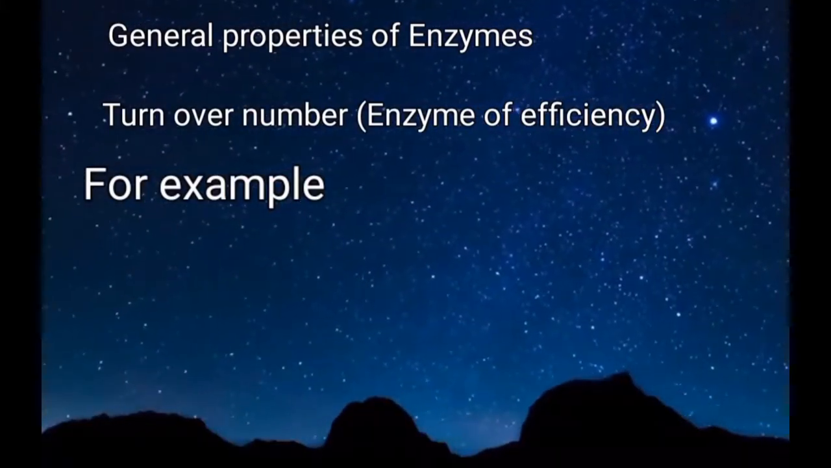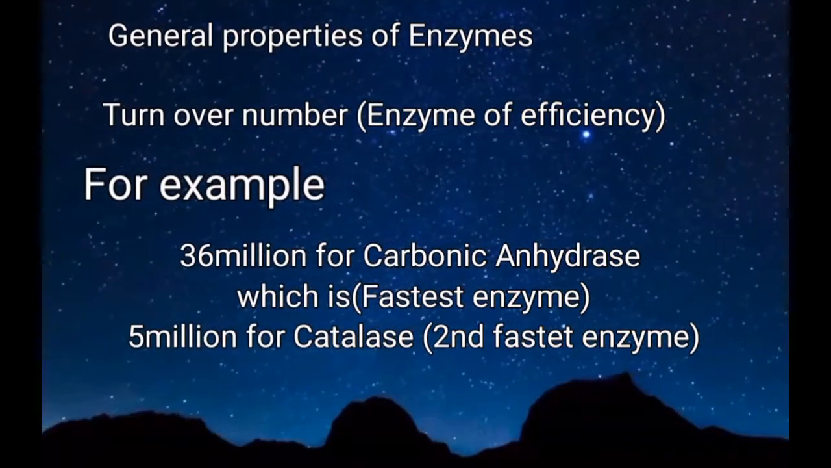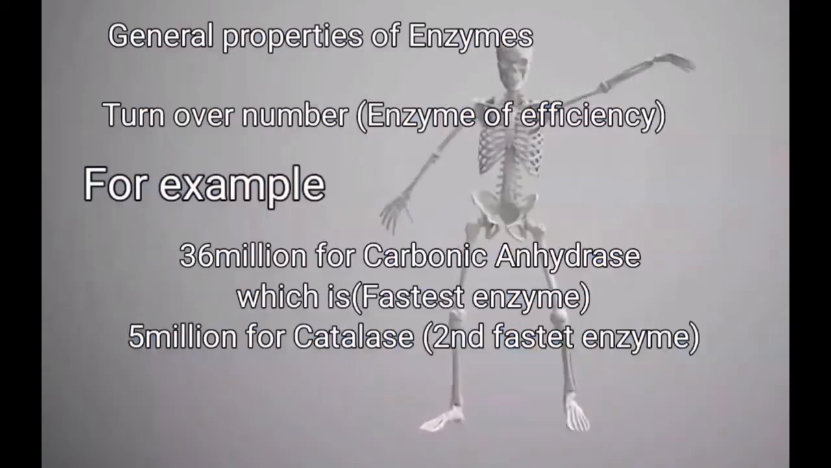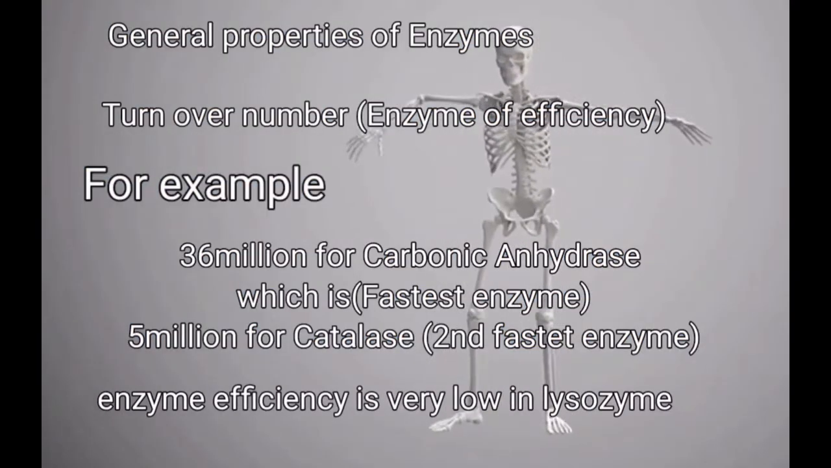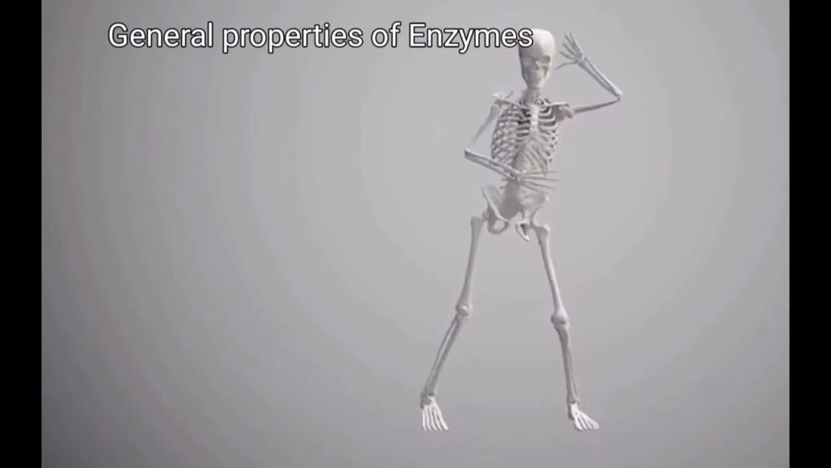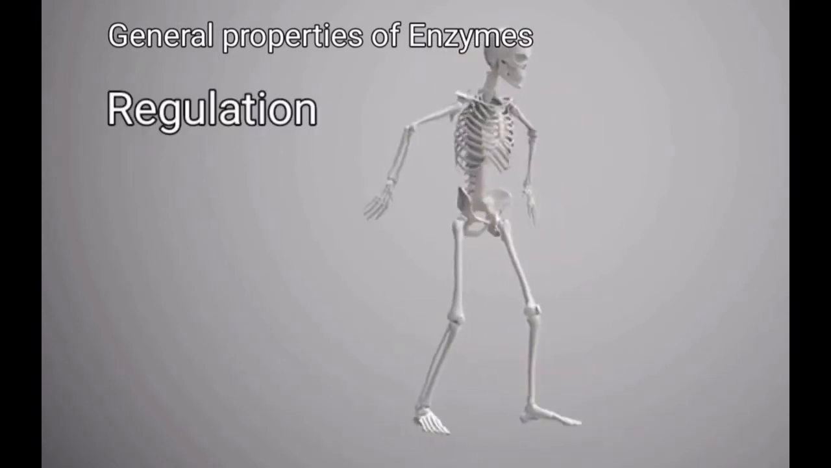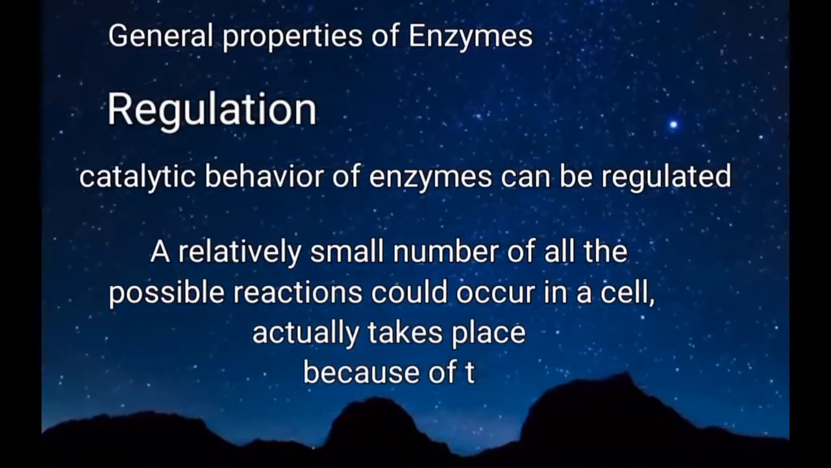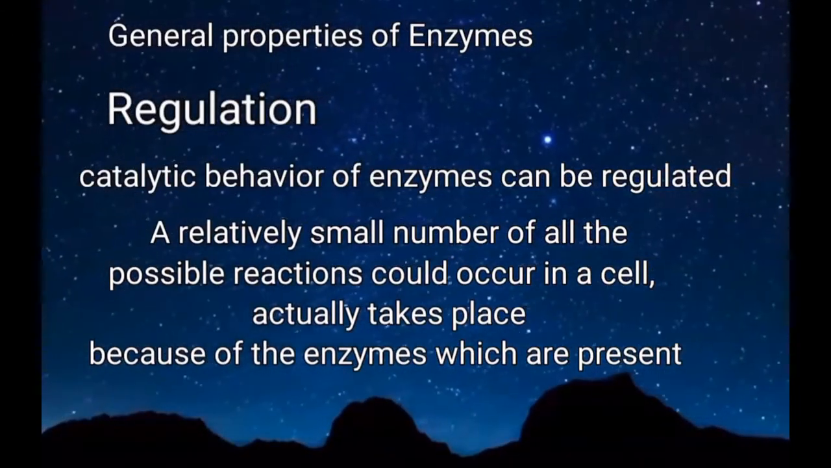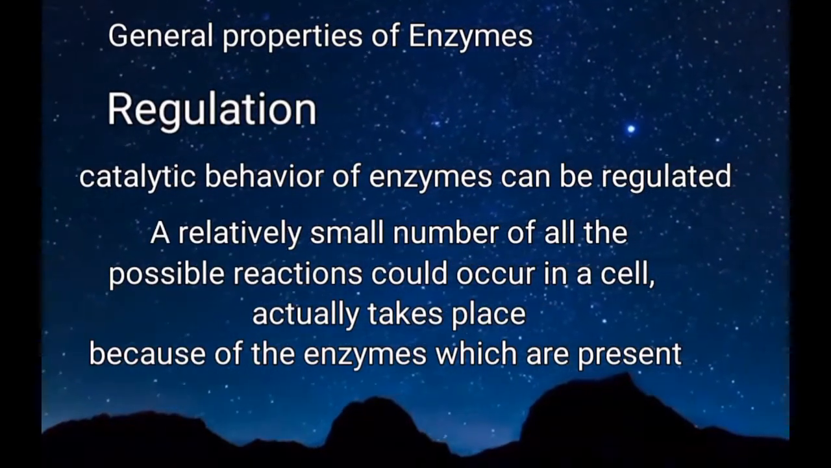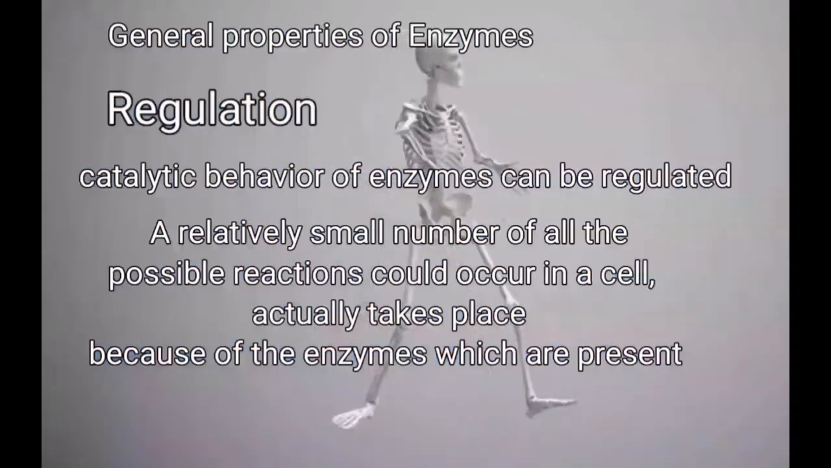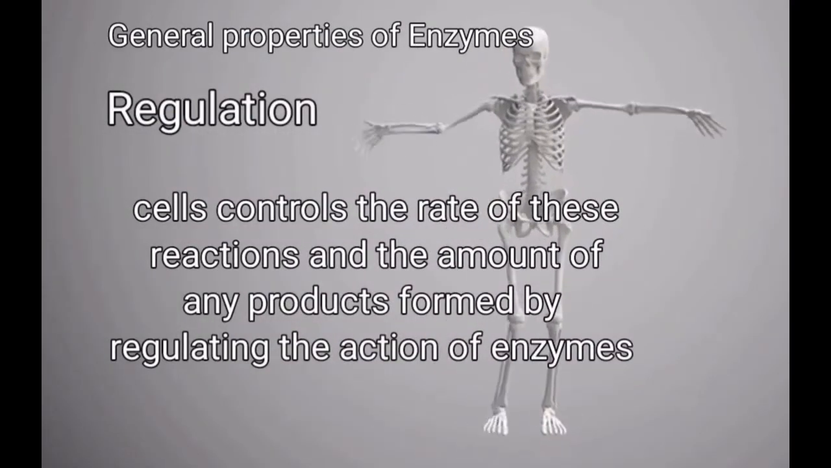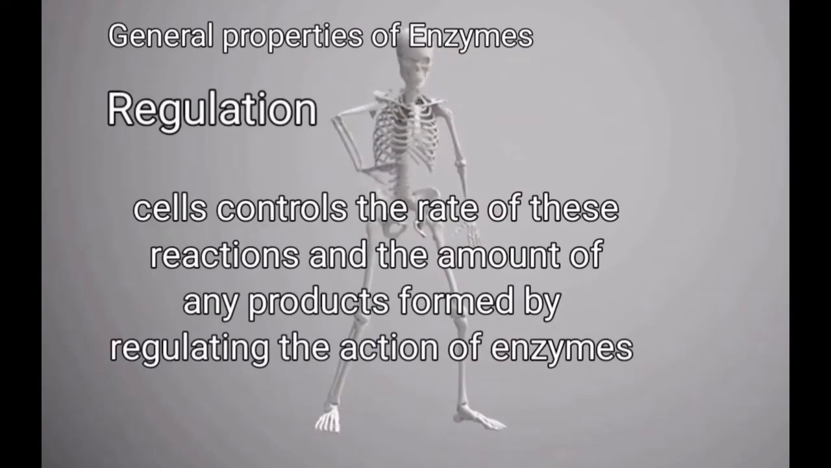Similarly, it is 36 million for carbonic anhydrase, which is the fastest enzyme, and 5 million for catalase, which is the second fastest enzyme, and the enzyme efficiency is very low in lysozyme. And the other property of enzymes is regulation. The catalytic behavior of enzymes can be regulated. A relatively small number of all the possible reactions that could occur in a cell actually take place because of the enzymes which are present. So the cell controls the rate of these reactions and the amount of any given product formed by regulating the action of enzymes.